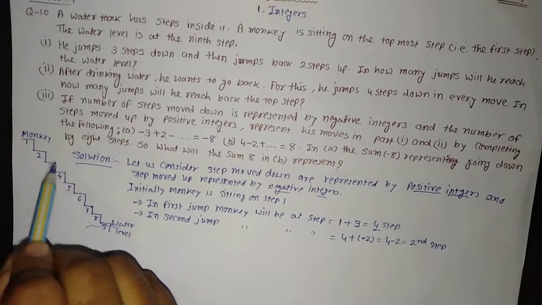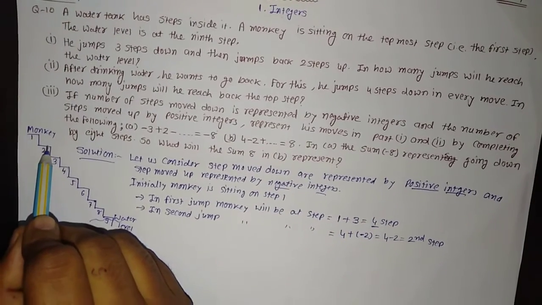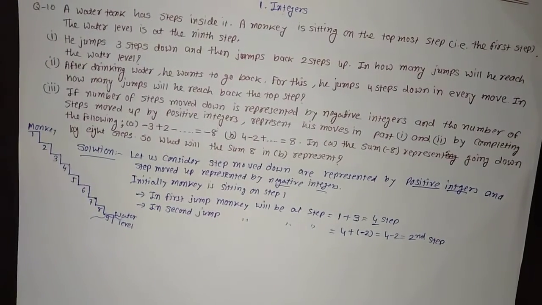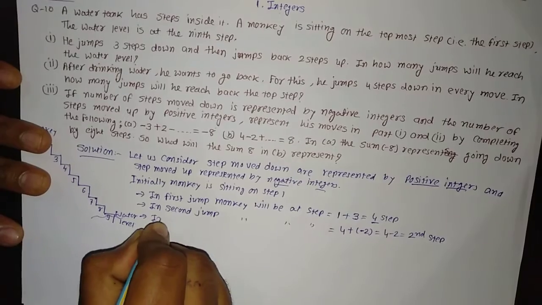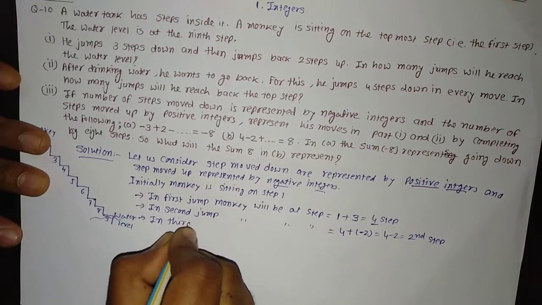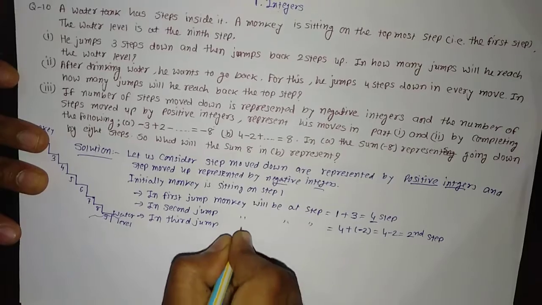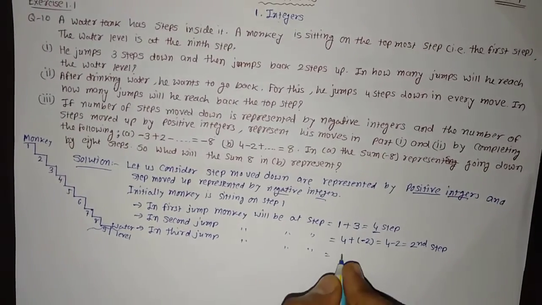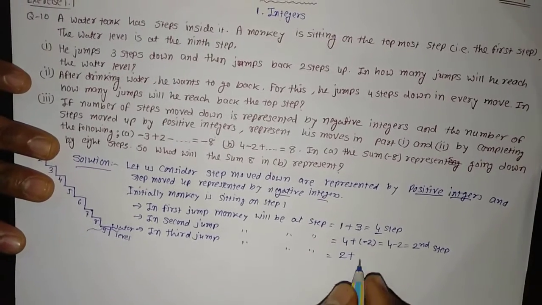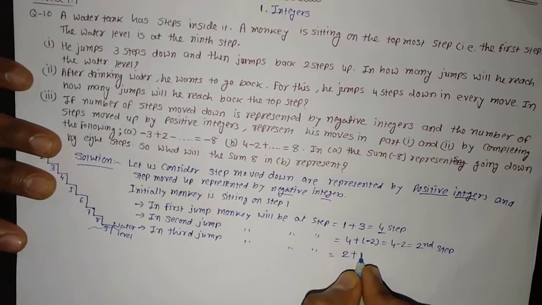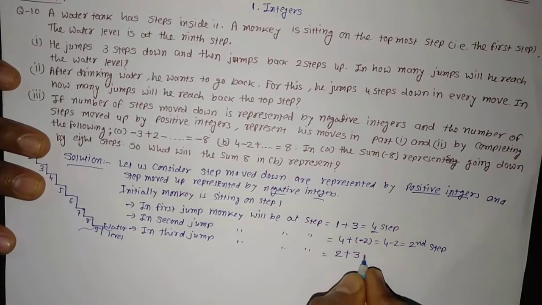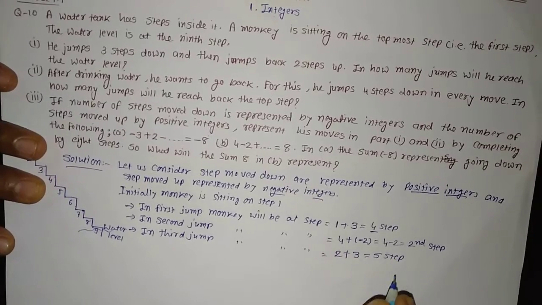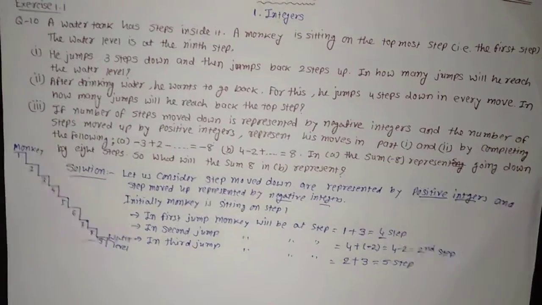So first jump monkey will be on 4th step. Again 2 steps up monkey is coming. So on the second step he will reach. Again on the third jump, where will be the monkey? In third jump monkey will be reaching on... We know that presently the monkey is on second step. Again monkey will jump down 3 steps. 3 steps down is given as positive integer. So 3 plus 2 is equal to 5 step. So after that it would be on the 5th step.